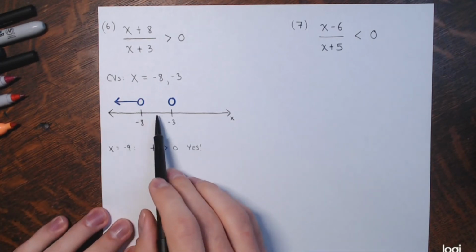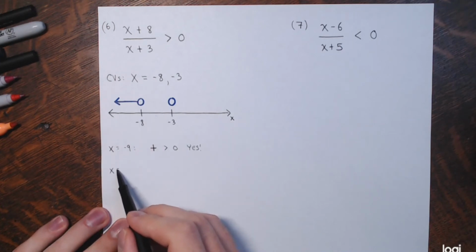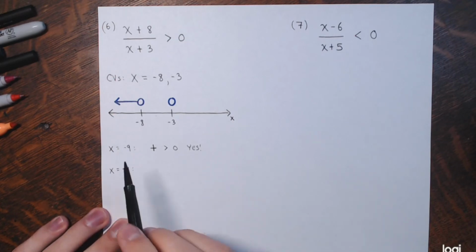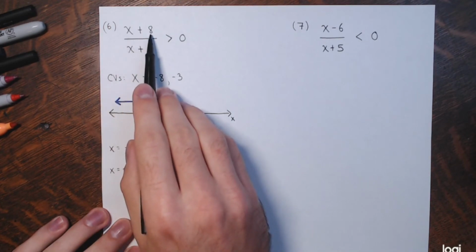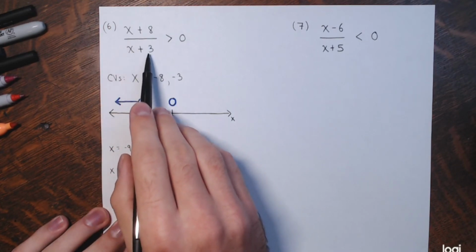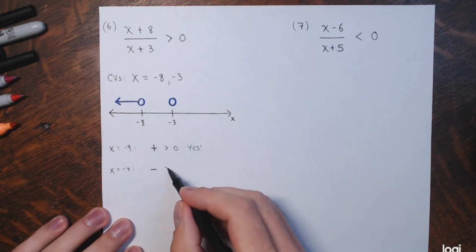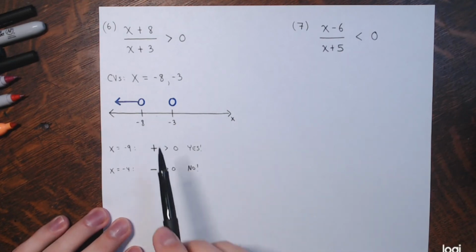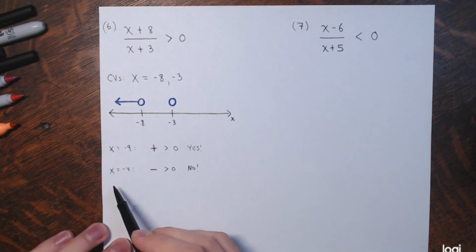Between -8 and -3, how about -4? If I plug in -4 for x, the numerator would be positive, the denominator would be negative, and a positive divided by a negative is negative. And is a negative number greater than 0? Nope. So this interval is going to be left blank. No solutions in there.